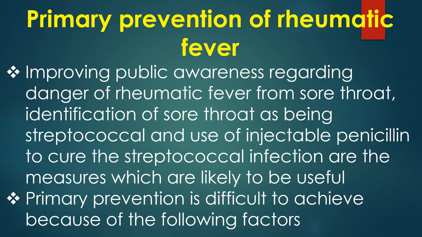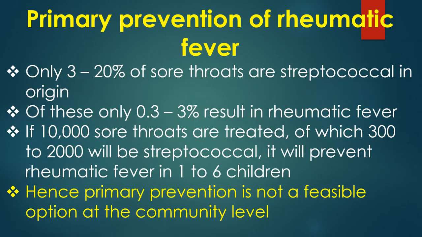Primary prevention is difficult to achieve because of the following factors. Only 3 to 20% of sore throats are streptococcal in origin. Of these, only 0.3 to 3% result in rheumatic fever. If 10,000 sore throats are treated, of which 300 to 2,000 will be streptococcal, it will prevent rheumatic fever in 1 to 6 children. Hence, primary prevention is not a feasible option at the community level.